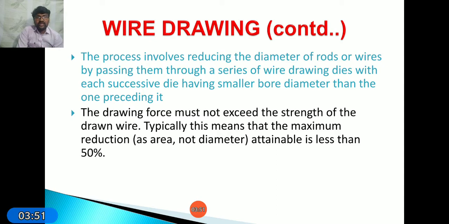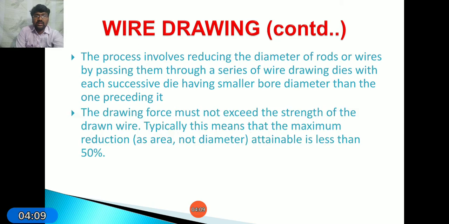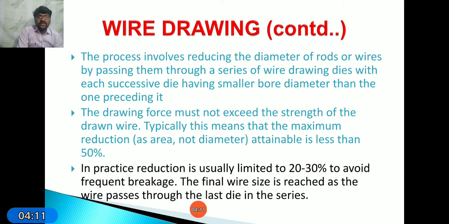So we must not exceed the strength of the drawn wire. The drawing force must not exceed the strength of the drawn wire. If the drawing force is increased beyond the strength of the wire, failure of the wire will occur. In practice, reduction is usually limited to 20 to 30% to avoid frequent breakage.